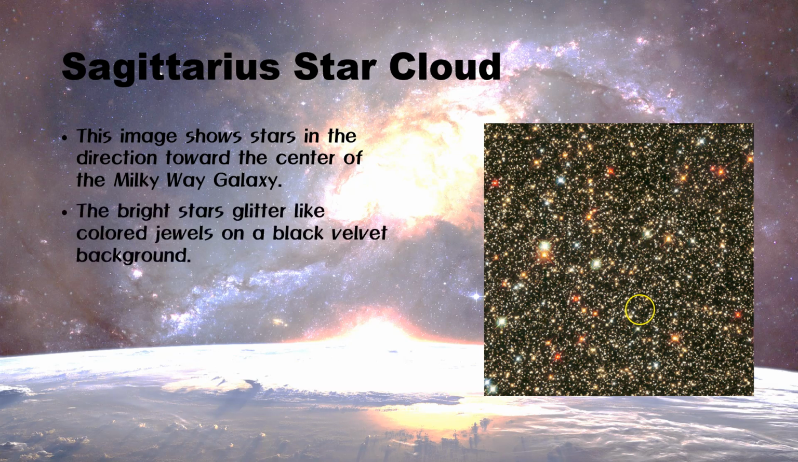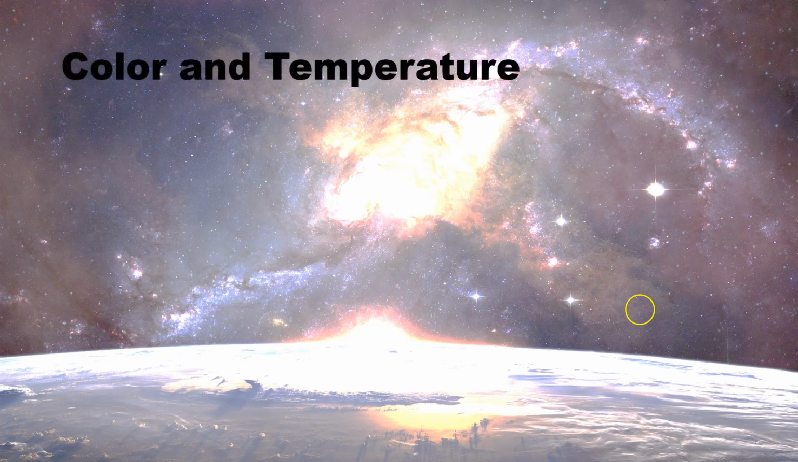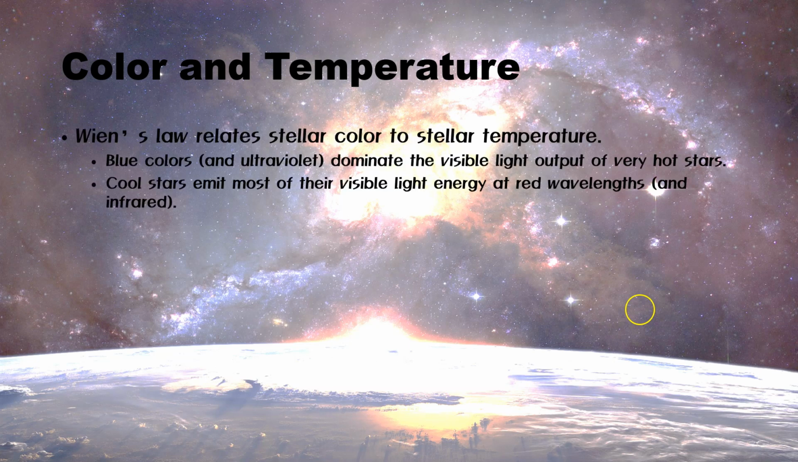Now, these bright stars glitter kind of like colored jewels on a black velvet background. The color of a star is indicating its temperature. Blue-white stars are much hotter than our own sun, whereas red stars tend to be much cooler. And of course, we have a kind of spectrum of colors in between. So, how can we relate color and temperature besides just a very basic rule? Well, Wien's law actually relates stellar color to stellar temperature.